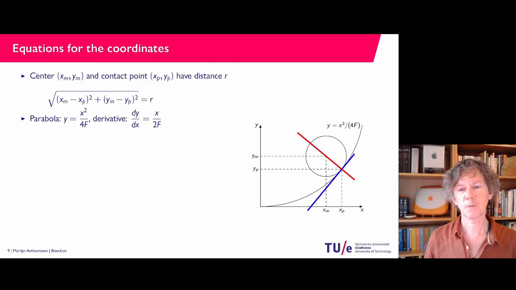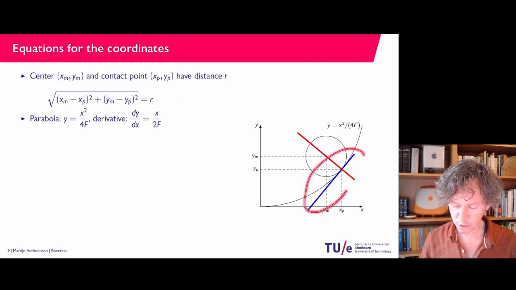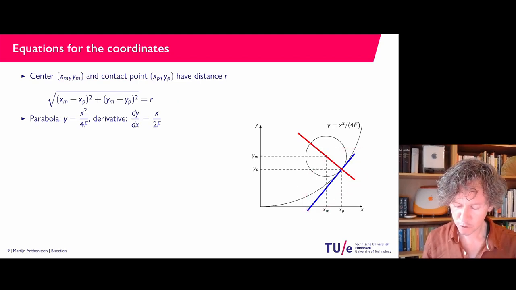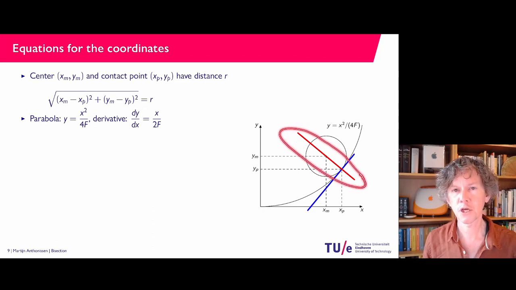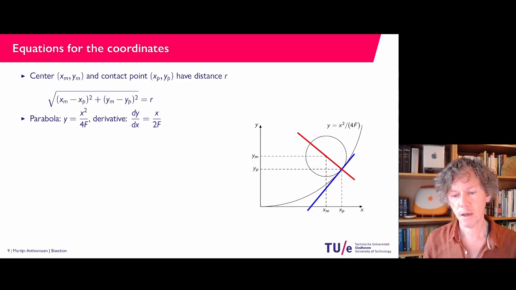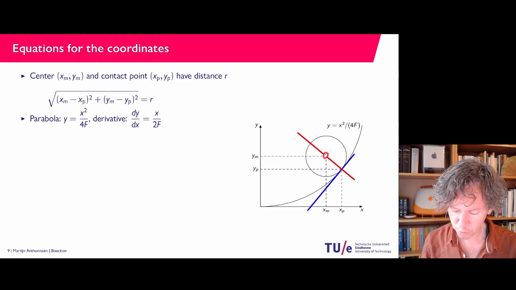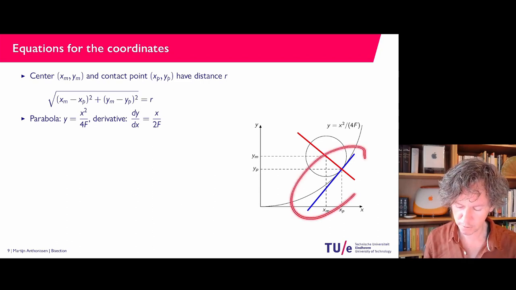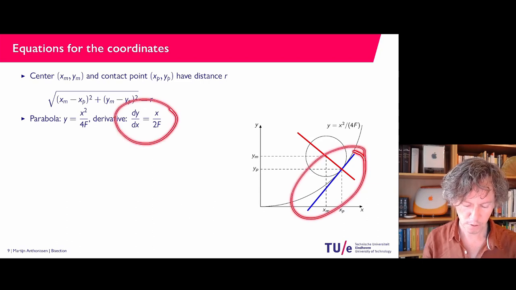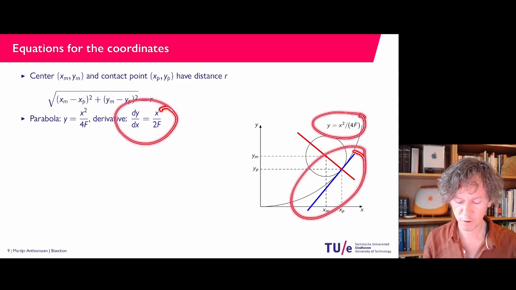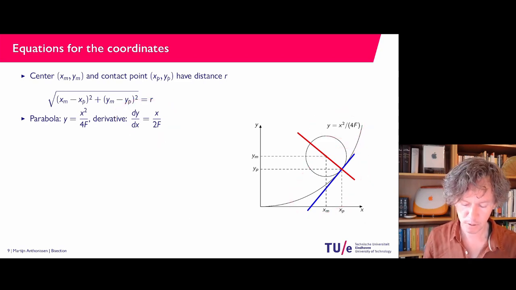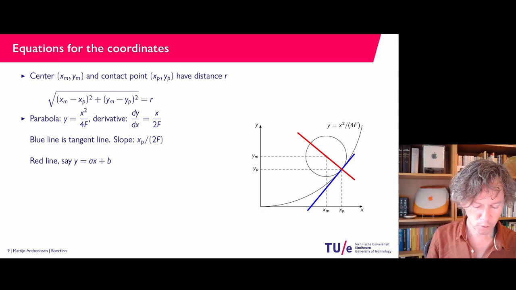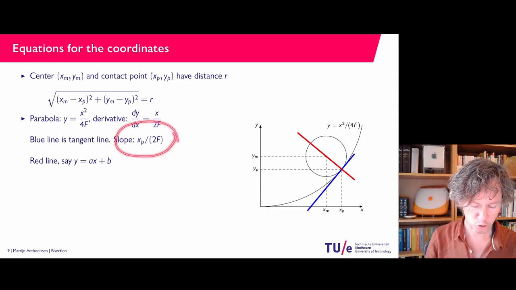Then additionally, I know that I can draw here the tangent line in blue, and then if I draw this red line that is perpendicular to that, then I know that both the center point and this contact point are on the red line. That's going to give me a second equation. So how can I do that? Well, this blue line here has a slope that equals the derivative, that's x over 2f for the function that we have here, at xp. So the blue line has this slope, xp over 2f.